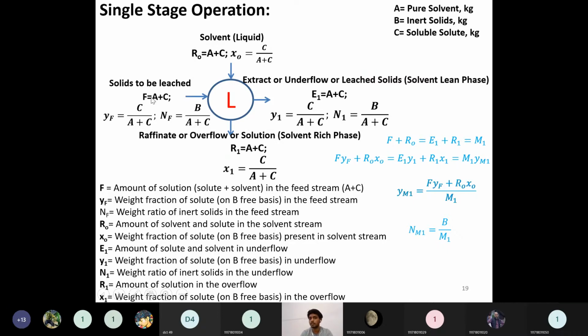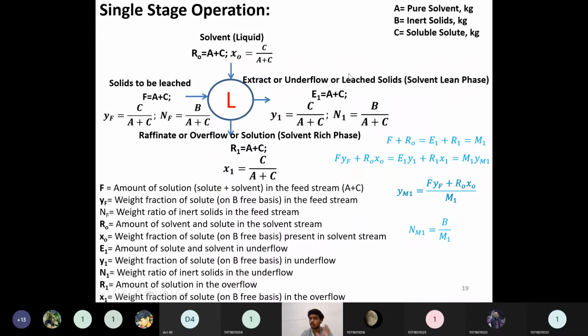Then whatever solids are left out, B will be the solid content. All the solid content that was there initially will come into this stream, which is called the extract stream, or underflow stream, or leached solid stream, or we can say the solvent lean stream. Very little solvent will be there, and very little solute or oil will be there. But here a very high amount of solvent and a very high amount of solute or oil will be there. This is called the solvent rich phase, and this is called the solvent lean phase.